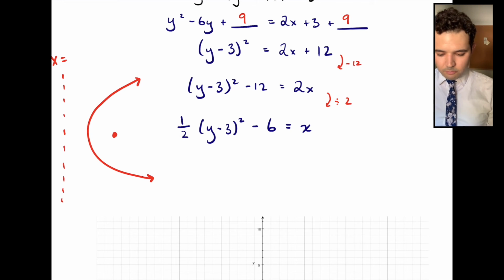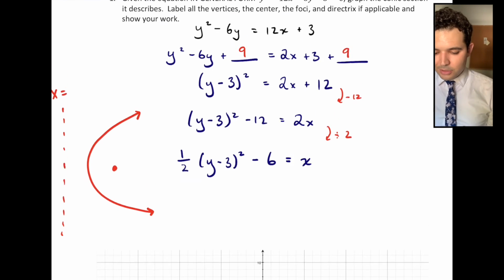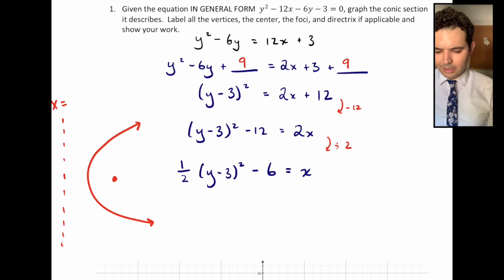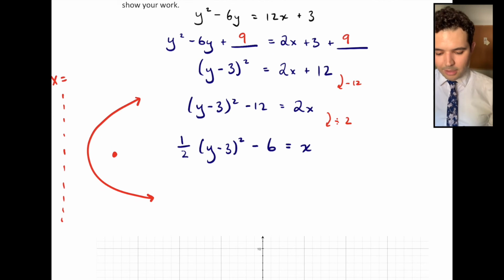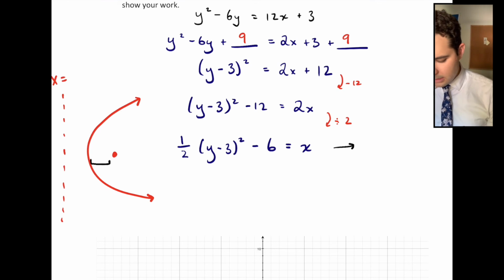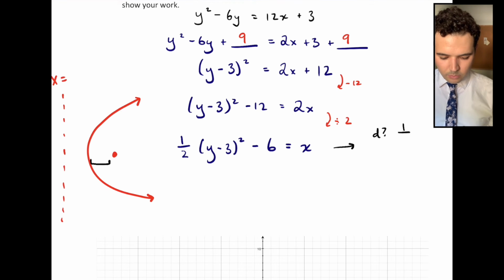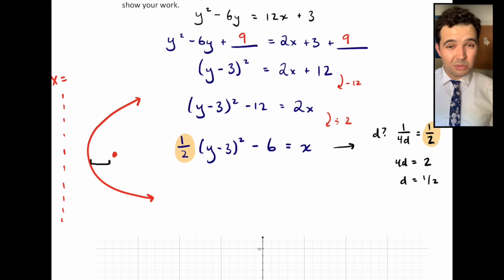Now all we have to do is follow similar procedures that we would have followed with a familiar upward-facing parabola. For example, if we're trying to find this distance d, we know that d can be given to us using the formula 1 over 4d is equal to our leading coefficient of 1/2. Solving that, we can see that d in this case is also 1/2. It's cool, but a bit of a coincidence.